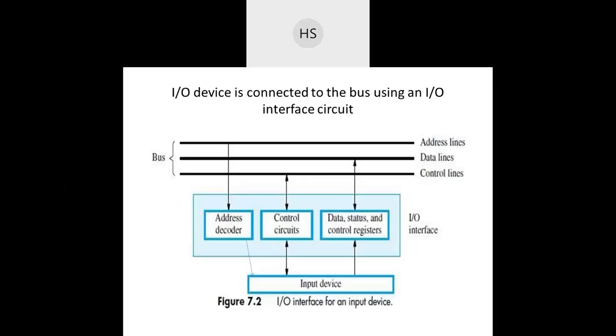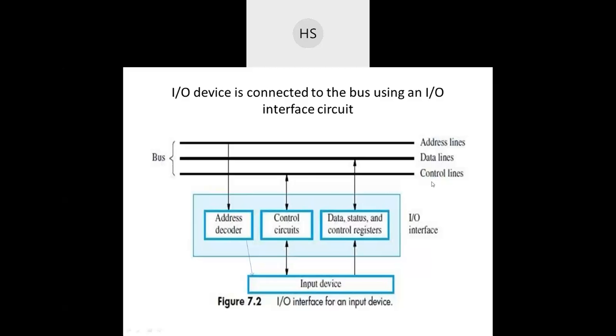So here, coming across with a bus, we have the address and data line and then a control line. They are connected to your address decoder, control circuits, data, status and control registers. In turn, it is connected to the input device. So what happens? Address is unidirectional. Whatever the address is, it will be given to your address decoder and it will decode and give to your input device.